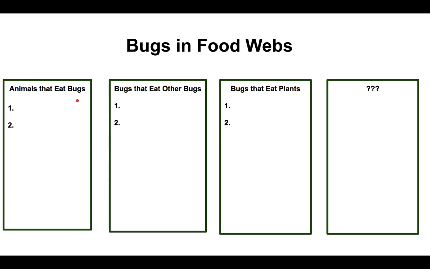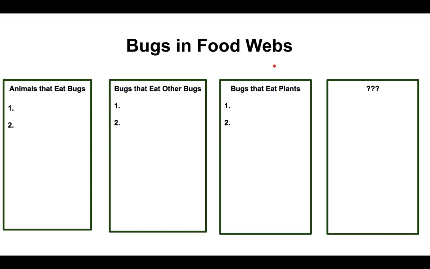There's a box for animals that eat bugs, any kind of animals, bugs that eat other bugs, and bugs that eat plants. You're going to come up with the names of 2 animals that eat bugs. You'll write the names down there, and you'll draw a little picture of that animal that eats bugs. You'll come up with the names of 2 bugs that eat other bugs. You'll write their names on the line, and you'll draw little pictures. You'll come up with another list, bugs that eat plants, and you'll put those names on the line, and you'll draw little pictures. Now, how are you going to know what goes in what box?